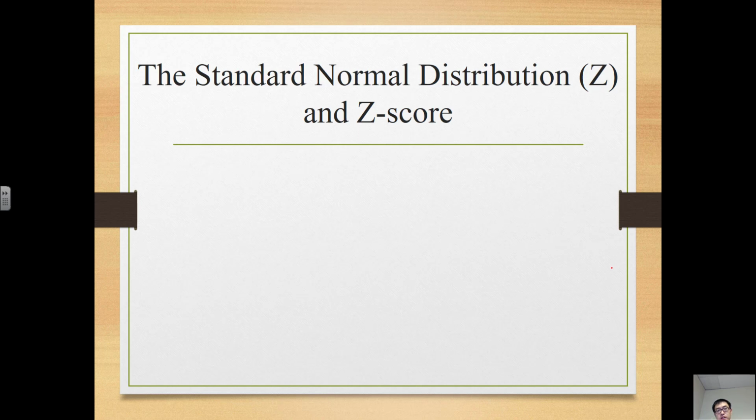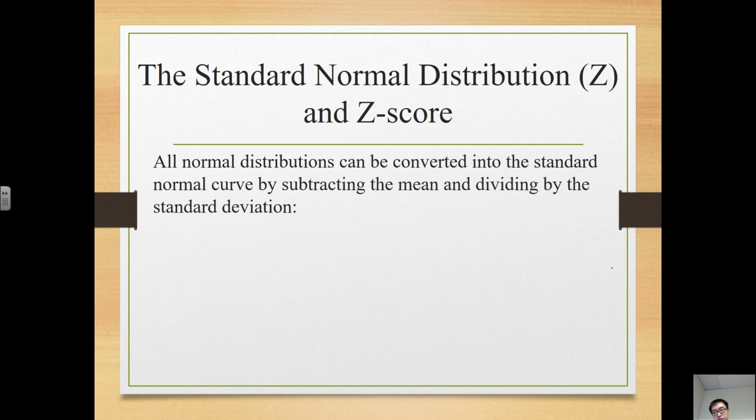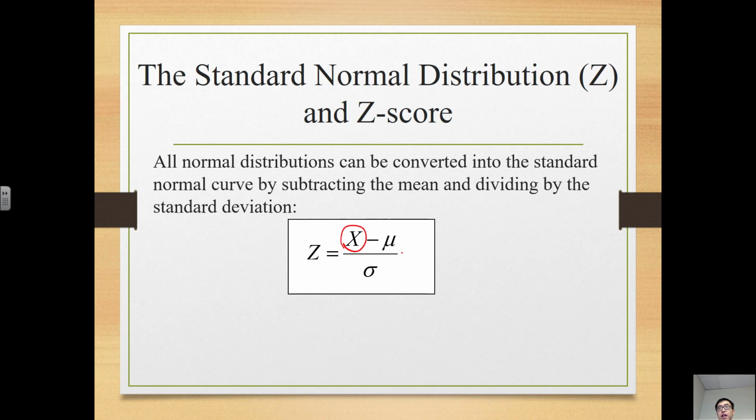So people thought of a way to convert a normal distribution to a so-called standard normal distribution. How do we convert it? You just use the formula z equals x minus mu divided by sigma. Suppose you have a big X that follows a normal distribution with mean mu and standard deviation sigma. Then you just calculate x minus mu divided by sigma, and that value, called z, will follow the standard normal distribution.